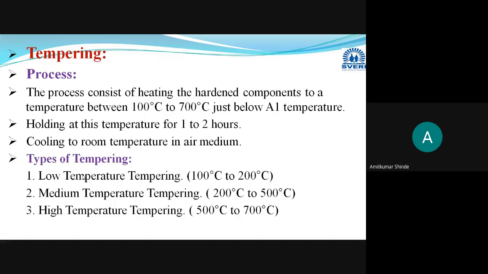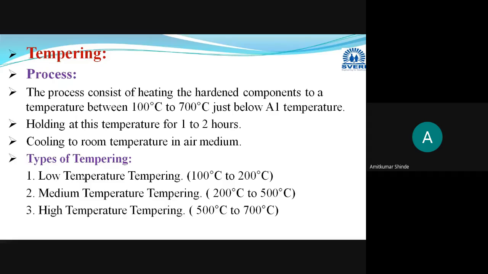Here, only our heating temperature zone will change. We use the 100 to 200 degrees Celsius temperature zone. We take the component at the end of the hardening process, heat it up to 100 to 200 degrees Celsius, hold it there for 1 to 2 hours, and slowly cool it to room temperature. This cooling is done in air. This is the low temperature tempering process.